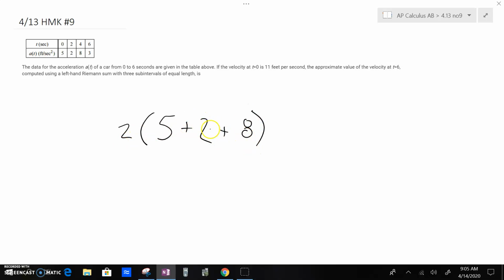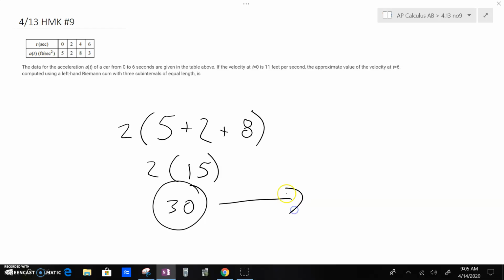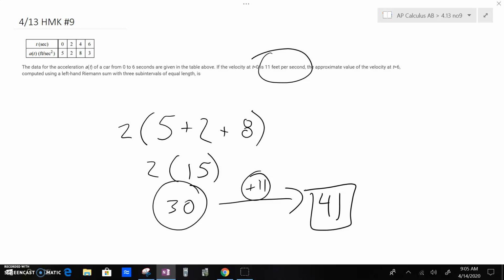So we get 2 times 15, which would be 30. And again, the answer isn't 30, but it's the common incorrect answer that people choose, and that many of you did choose. And then the other answer, the correct answer, is you need to take the fact that you're starting with an 11 foot per second velocity. And so you have to add the initial to it, and that gets you to the final answer of 41 feet per second.